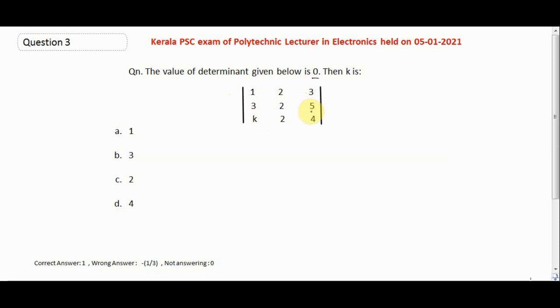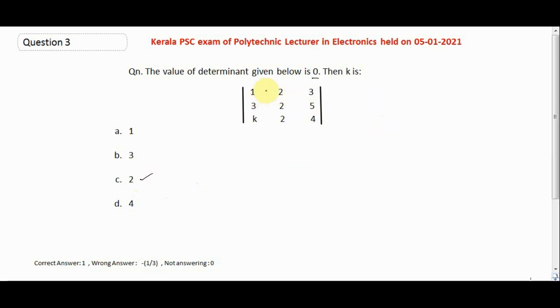Okay, now if you have the answer with you, you may check the answer. Here the right answer is option C, 2. Okay, let's see how to solve this. Here again we may make use of property number 5 and 3 to solve this problem.